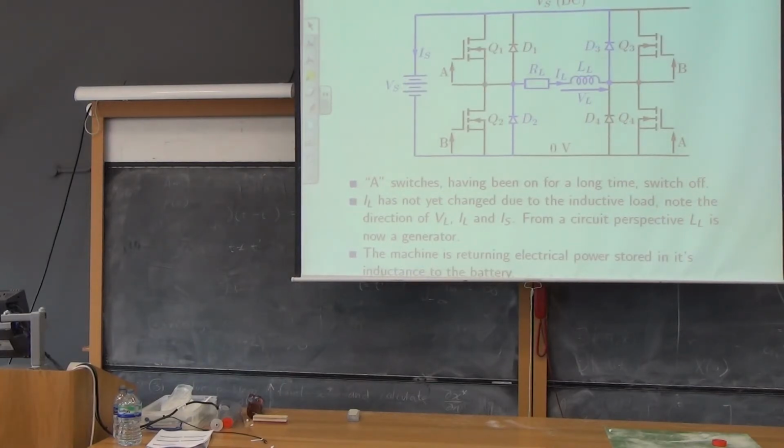So the A switches have been on for a long time. So the situation in red in the prior slide has been existing for a long time, and suddenly we switch off the A switches. So the current that's in LL has to keep going, and the voltage that's produced by the collapsing magnetic field around LL will be in such a direction as to maintain the flow of current. So if you were to look at these 2 arrows, there isn't time for a biscuit, but this arrow looks like it's the wrong way round.